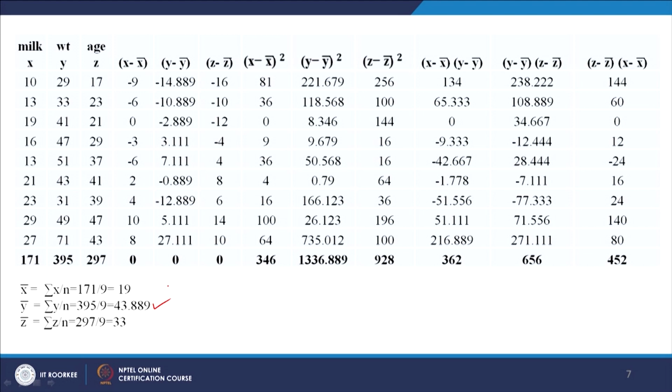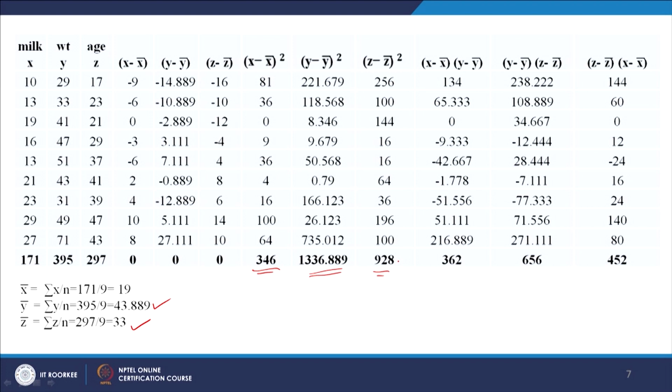Right, so we have done it. Similarly, for z, age, we have seen the sum is 297 and the mean is 33. So, we have found out x minus x bar, y minus y bar and z minus z bar. Now, we need the x minus x bar square. So, x minus x bar square is 81, 36 and goes on, and this is the total. Similarly, for y minus y bar the total is this much, z minus z bar the total is this much.